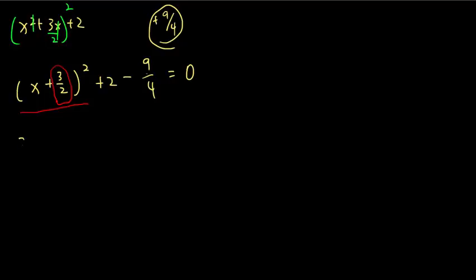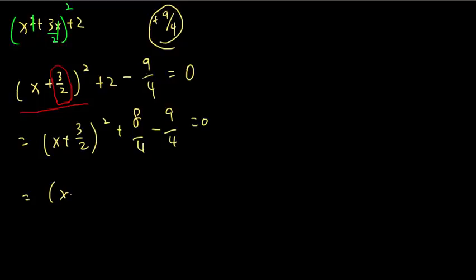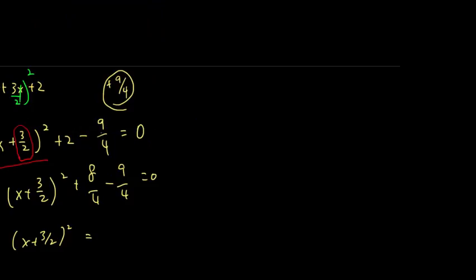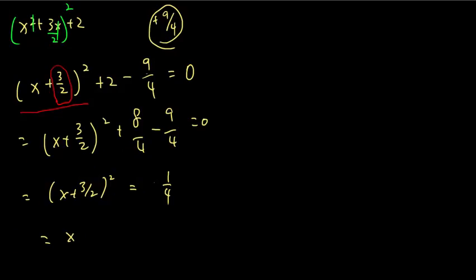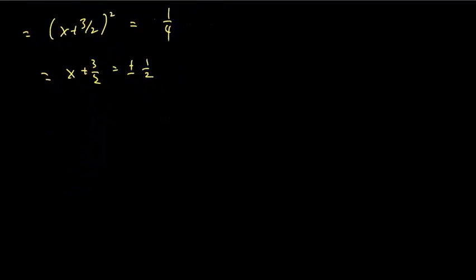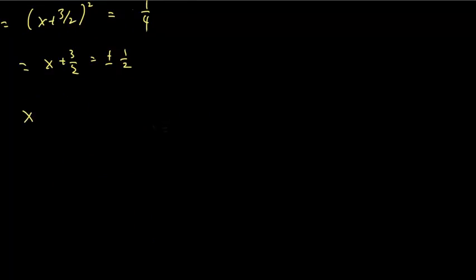So that would equal 8 over 4 minus 9 over 4 equals 0. That means that x plus 3 over 2 squared equals 1 over 4. So that will be x plus 3 over 2 equals plus or minus 1 over 2. So that will be x1 equals negative 2, or x2 equals negative 1.